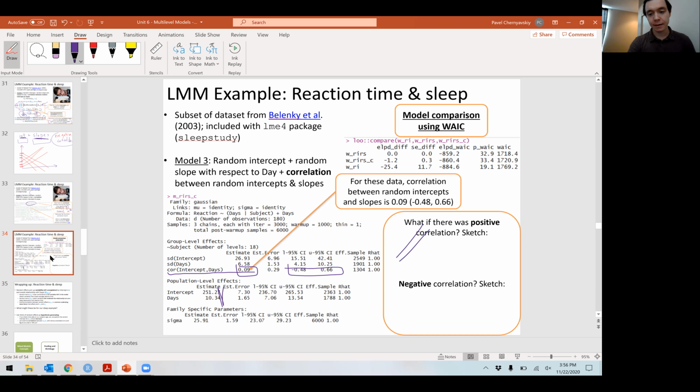We already did that. Here is positive. Here is negative. And here we are comparing WAICs. RIRSC is the correlated version of the top model. And you will notice that my WAIC actually increases. So there is no reason to include a correlation between those random intercepts and random slopes. So I would go with model 2 for sure, not model 3.